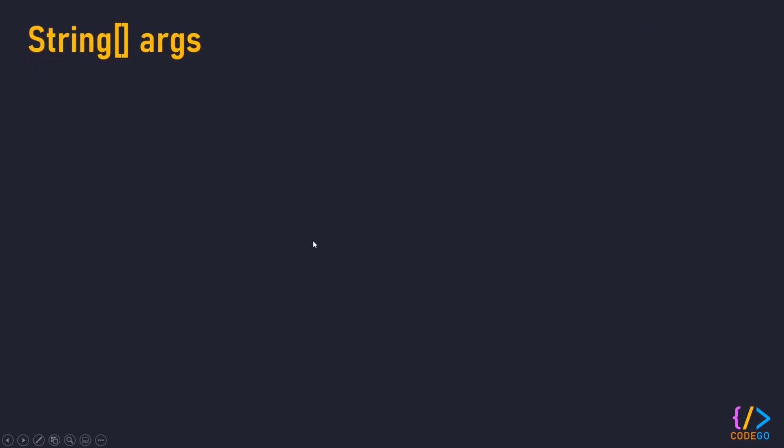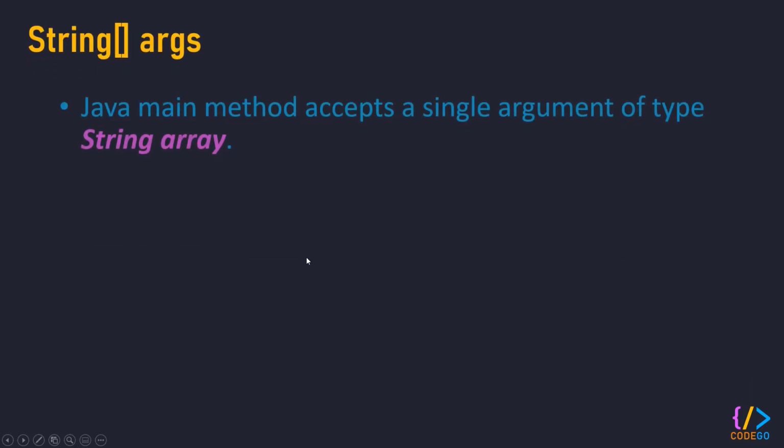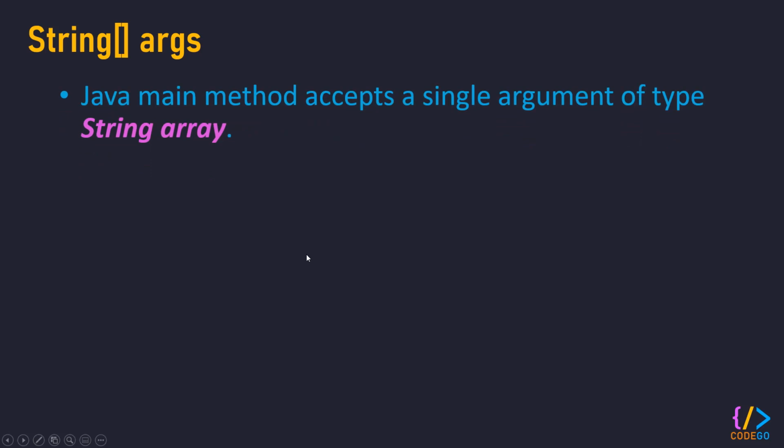The string arguments. Okay? So, Java main method accepts a single argument of a type of string array. So, ano pong ibig sabihin niya? Sa computer programming, may tinatawag po tayong variable. So, itong variable is pwede po nating lagyan ng value. Let's say for example, nag-declare tayo ng variable na name. So, name is equals to 1. Okay? So, yung variable name natin, yung value niya is 1.